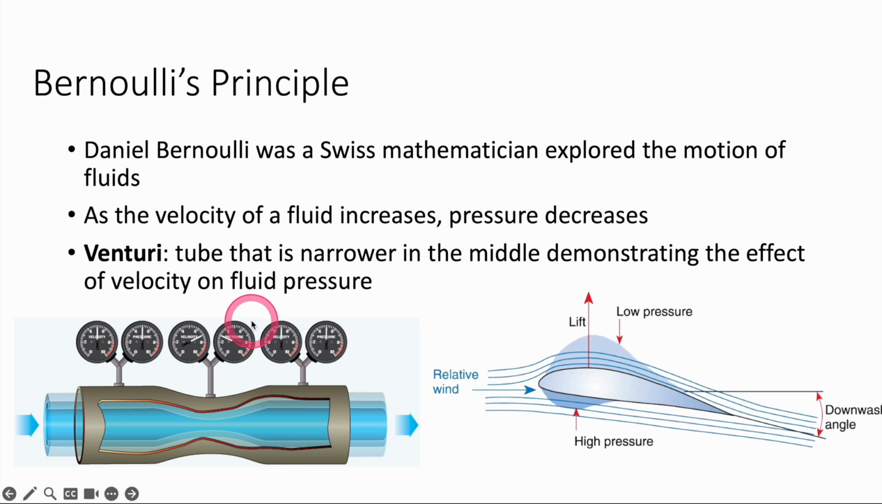One way to explain Bernoulli's principle is using something called a Venturi tube. As a fluid passes through this tube, right here the velocity and pressure are equal, and as it passes through a narrow throat or region, the velocity of that fluid increases, shown right there with that gauge, and the pressure decreases. So as a fluid is restricted, it has to go faster, and as it goes faster, the pressure decreases.